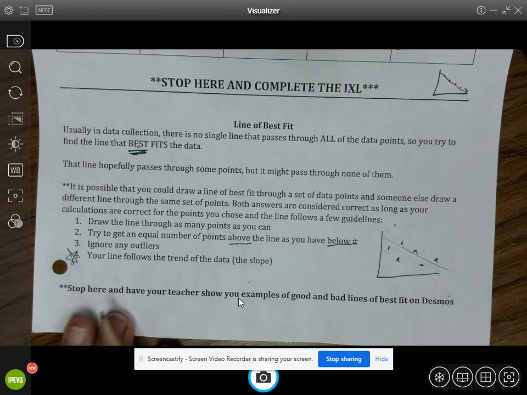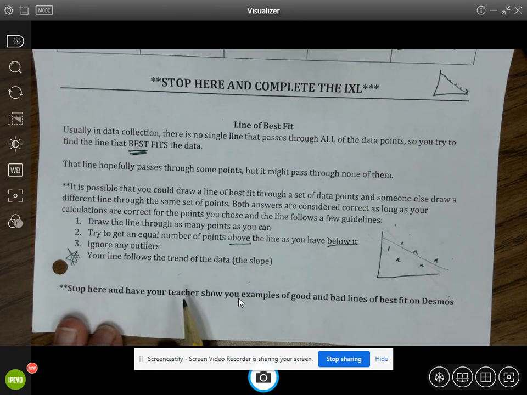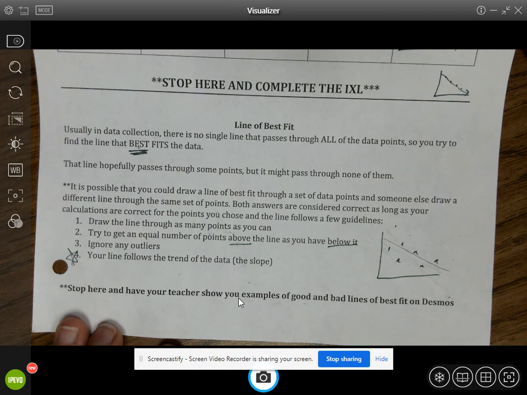So at this point, you need to stop here again, and you need to have me or whoever you're with for the day, if you're in the morning, you need to have us show you some good and bad examples of line of best fit before you continue.